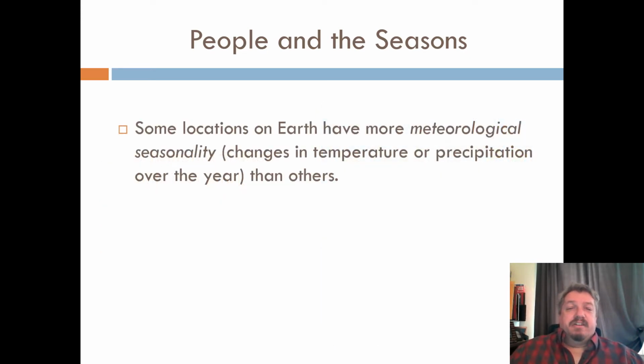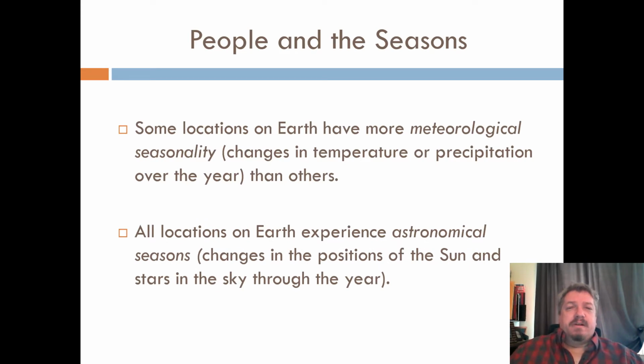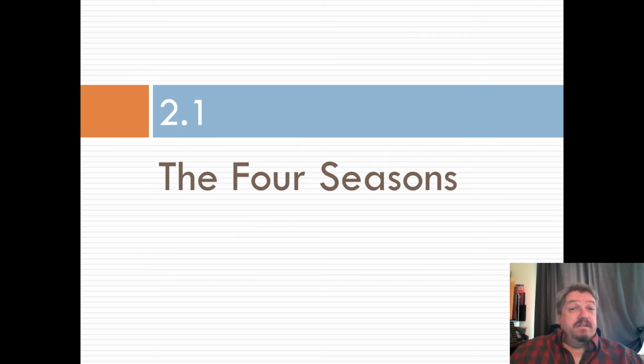There's meteorological season, when it's winter and it's snowy, when it's summer and it's warm, if it's dry or if it's wet. That's meteorology, changes in temperature. There's also astronomical seasons, and that's what we're going to talk about. And this is based on where the sun is, where we are in relation to the sun. So those are our four seasons.